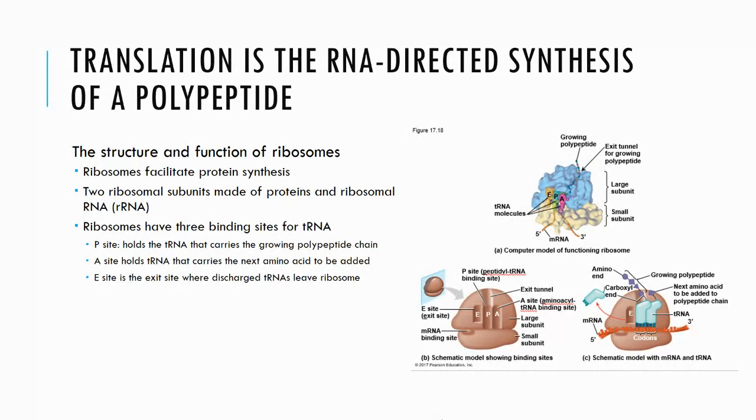Ribosomes have 3 binding sites for tRNAs. The P site holds the tRNA that carries the growing polypeptide chain. The A site holds the tRNA that carries the next amino acid to be added. And the E site is the exit site where discharged tRNAs can leave the ribosome, which you can see in figure 17.18. So the exit site, the P site where it has the growing chain, and then the A site, which is what amino acid will be next. And those amino acids will be connected via peptide bonds. This is why it's called a polypeptide chain.